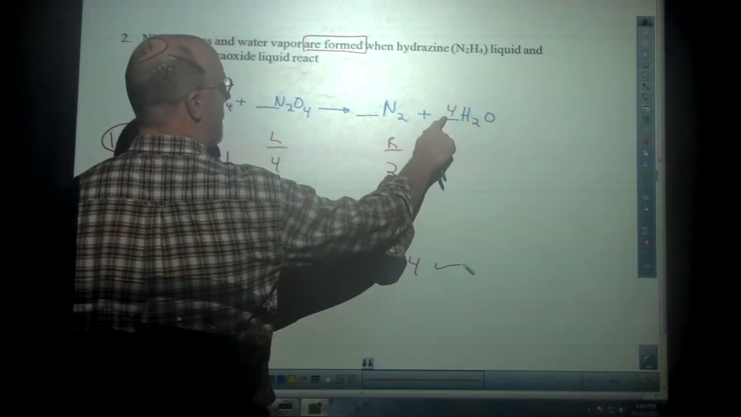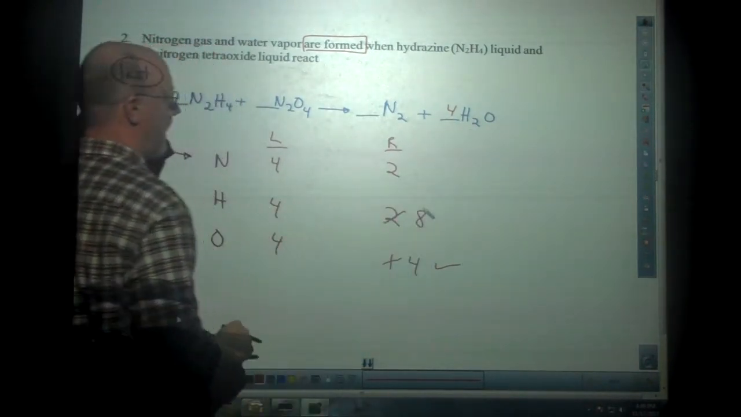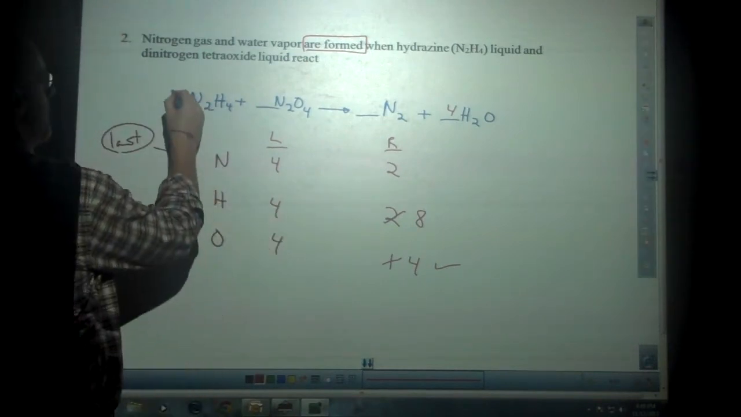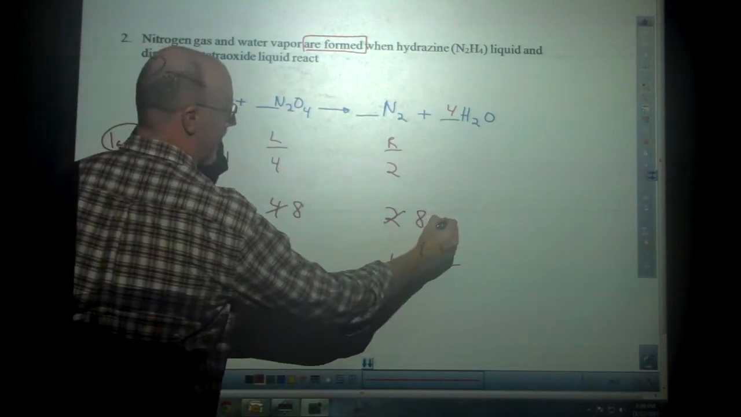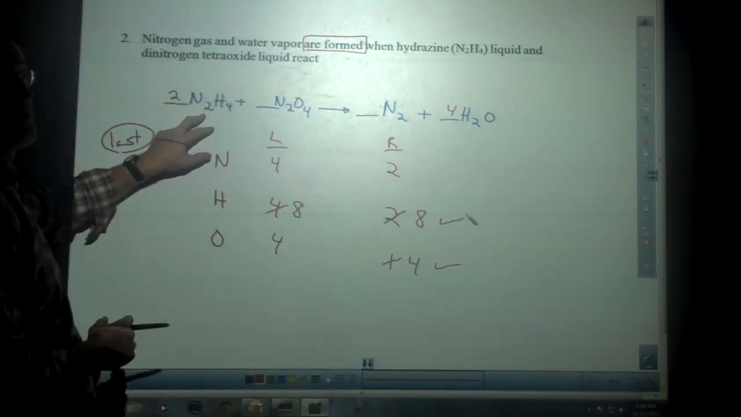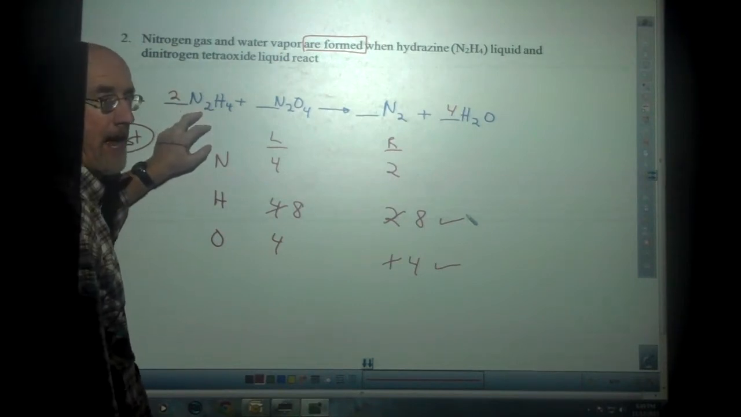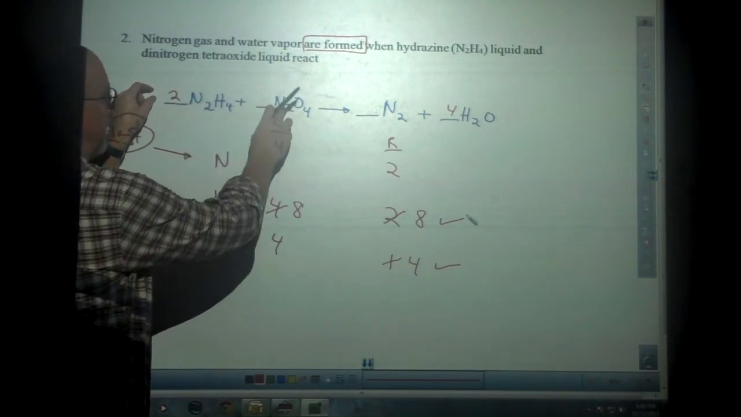That gives me 4 times 2 is 8 hydrogens now. So 4 on the left, 8 on the right. So we'll put a 2 here. That'll balance my hydrogens. Check. But that changes my nitrogen. So don't forget, you got to do a recount. If you got the number out front, it affects a couple atoms. So nitrogen, 2 times 2 is 4, plus 2 is 6.